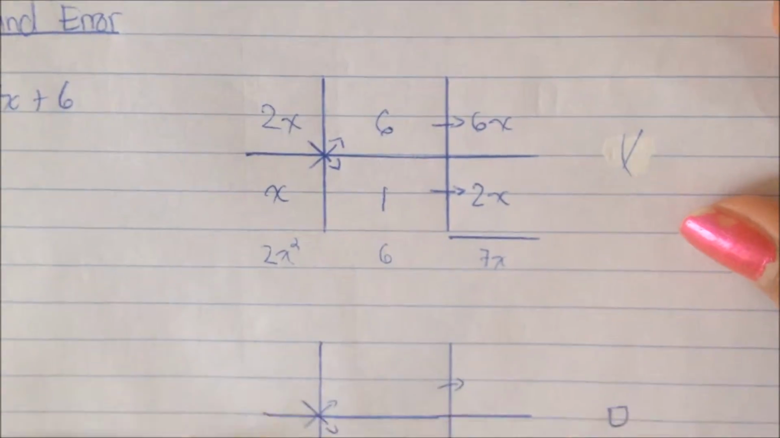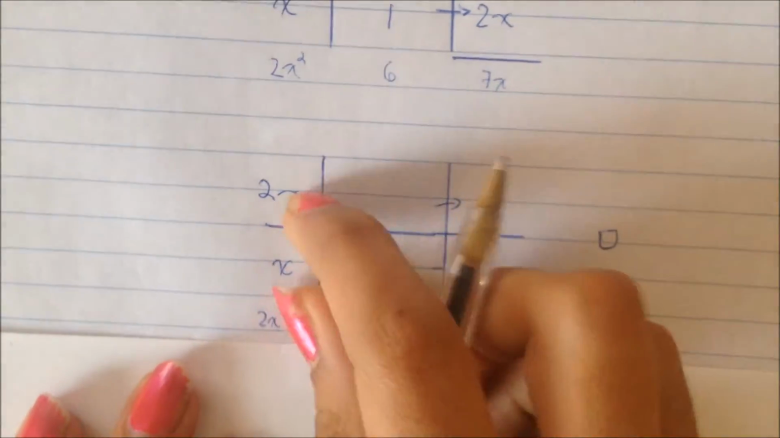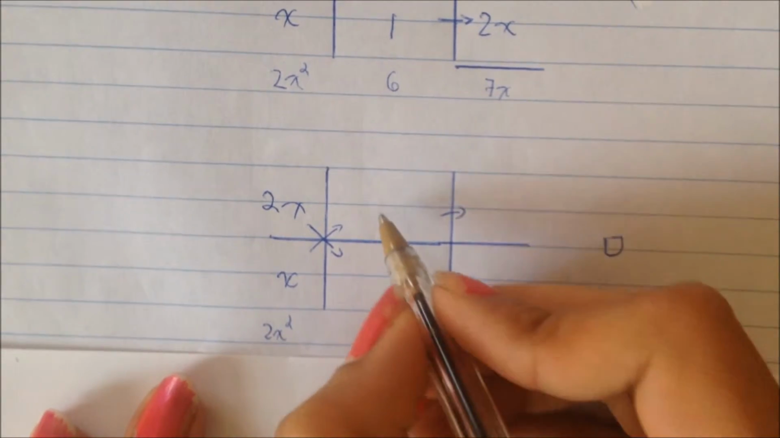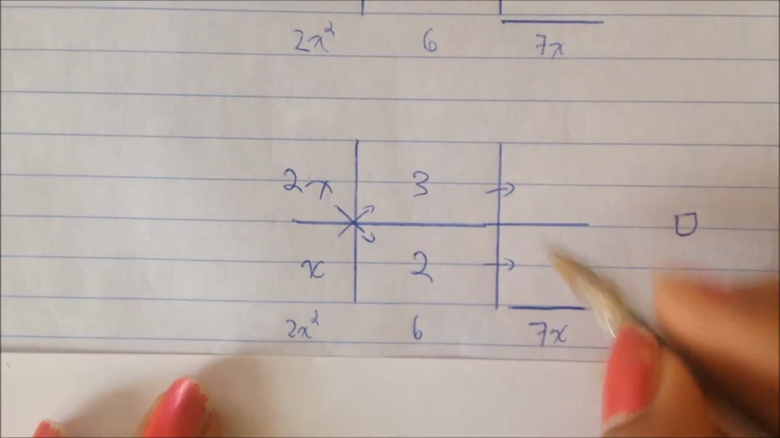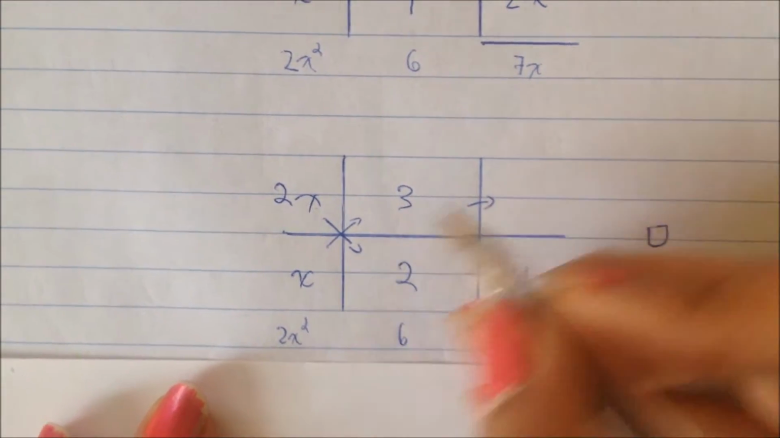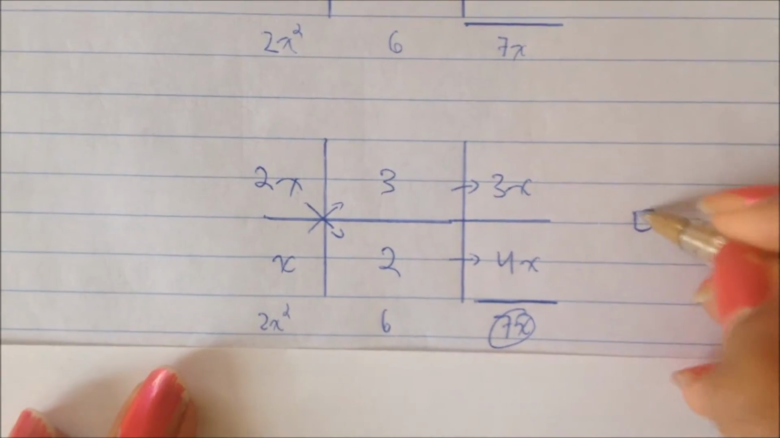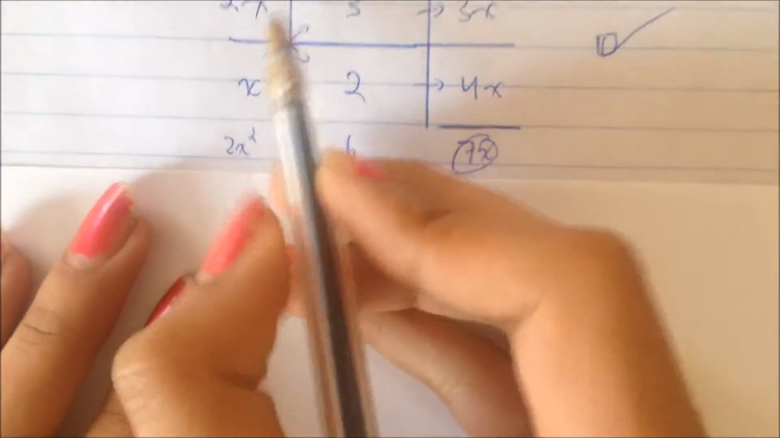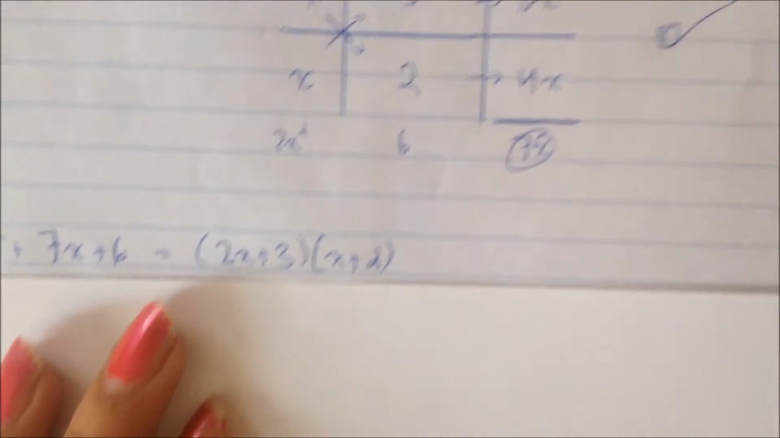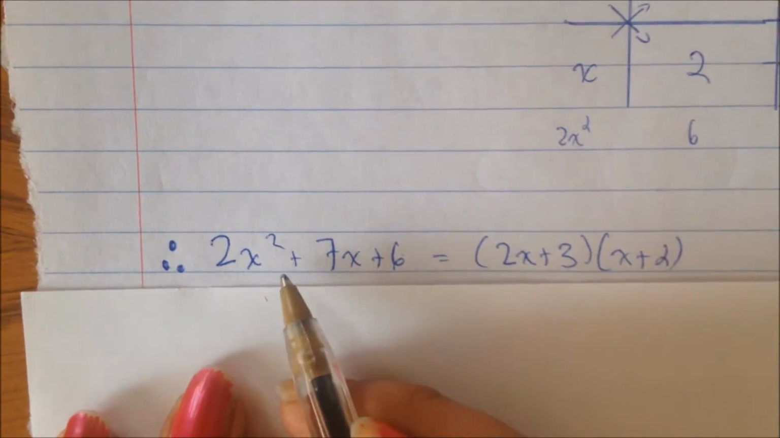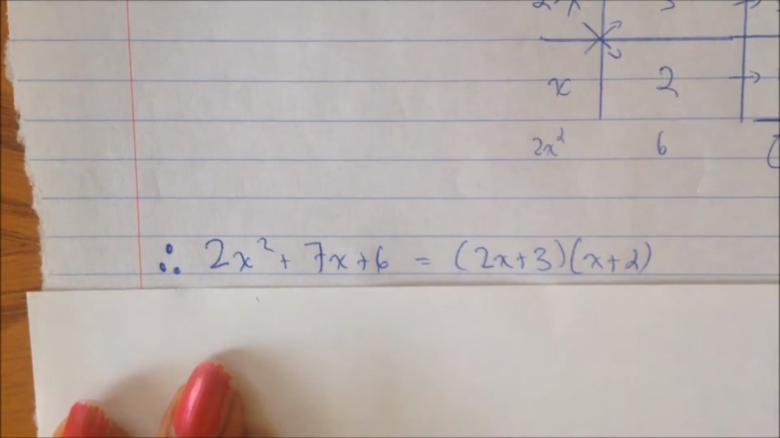Let's try it a second way. So once again, let's use 2x and x as our first column numbers. For our second column, let's try out 3 and 2. So 2x times 2 is 4x, and 3 times x is 3x. 3x plus 4x do equal 7x, so this is right. So now basically you have to put these two side-by-side numbers into separate brackets to get your final factored form. So therefore, 2x squared plus 7x plus 6 is equal to (2x plus 3) times (x plus 2).